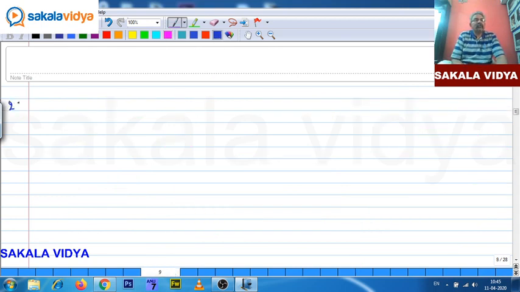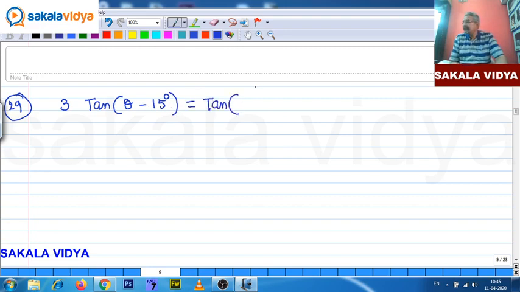Okay, 29th problem. 3 tan of theta minus 15 degrees equals tan of theta plus 15 degrees, with 0 degrees less than theta less than pi. That means theta lies in the second quadrant.